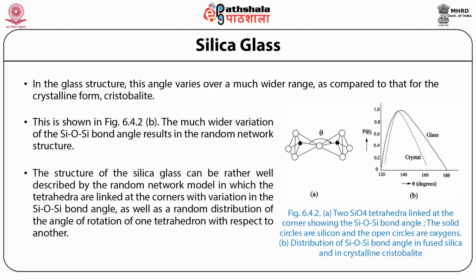The structure of the silica glass can be rather well described by the random network model, in which the tetrahedra are linked at the corners with variation in the Si-O-Si bond angle as well as random distribution of the angle of rotation of one tetrahedron with respect to another. So you can see in figure B that the distribution first increases, reaches its maximum value, and then decreases.